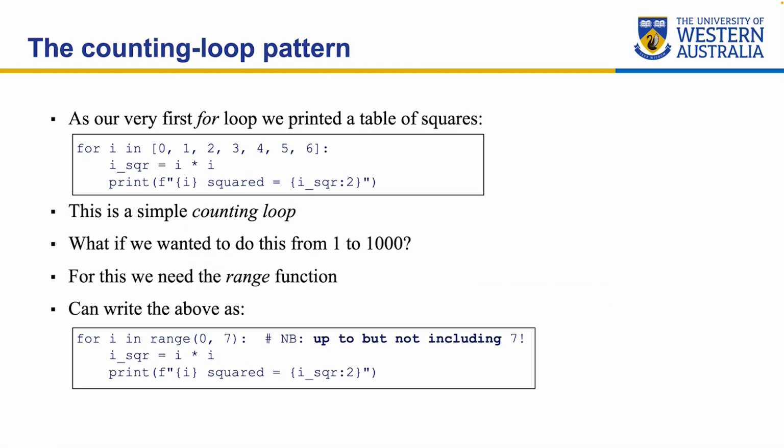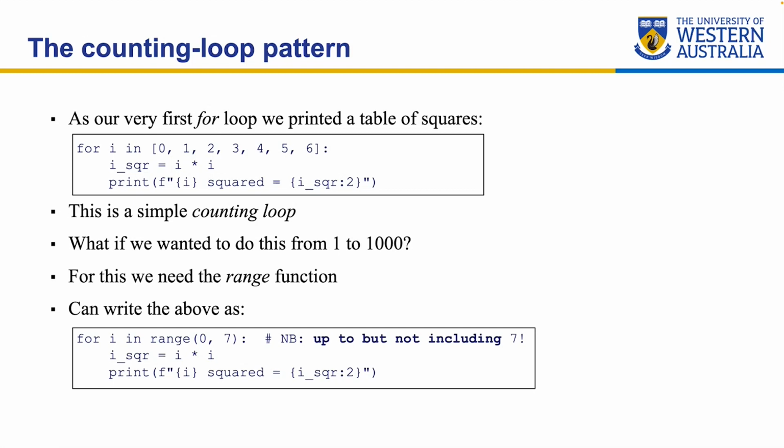And the next one is the counting loop pattern. As our very first for loop, we printed a table of squares, right? That's the exact same code as before. This is a simple counting loop, basically. But what if we wanted to do this from 1 to 1000? Obviously, we're not going to write 1 to 1000 in a list. Instead, we can use a range function to provide a counting loop for us.